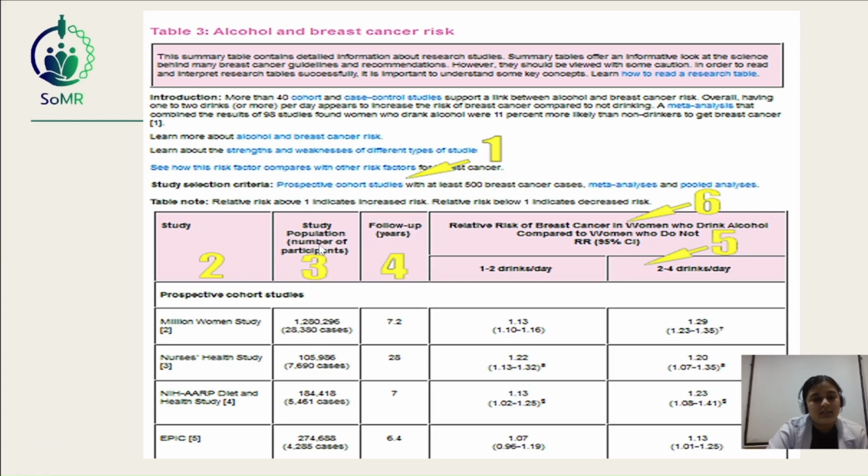And the third thing that we have decided on is the study population or the number of participants. This could also be the number of cases if you're doing a meta-analysis on a case control study. But this is the study population or the number of participants that are in each study. This is something that is already mentioned in the trials or in the prospective cohorts, and you do not need to calculate on your own.